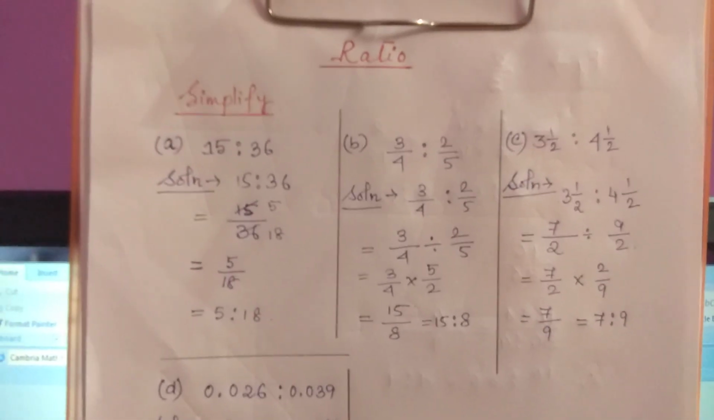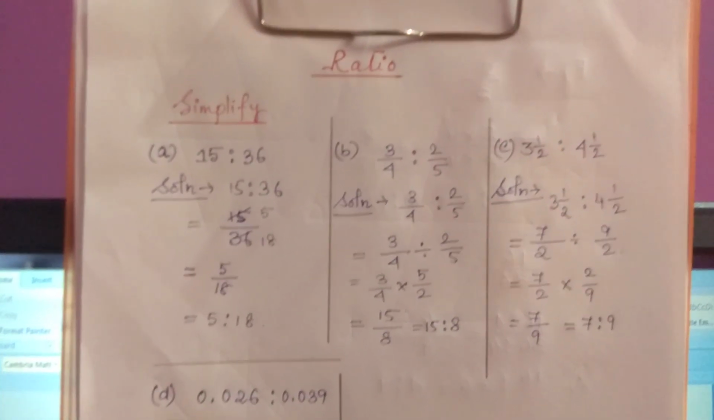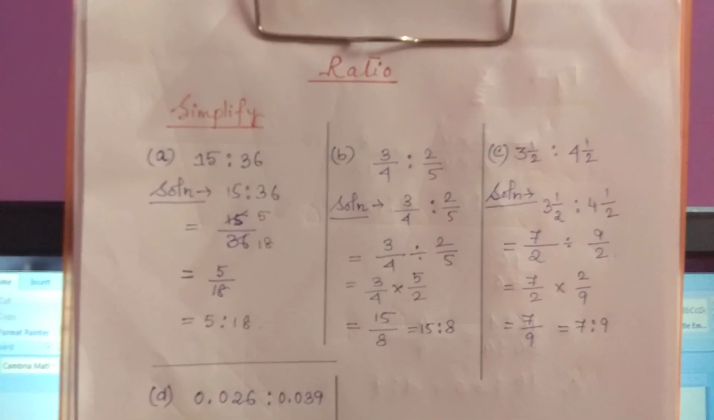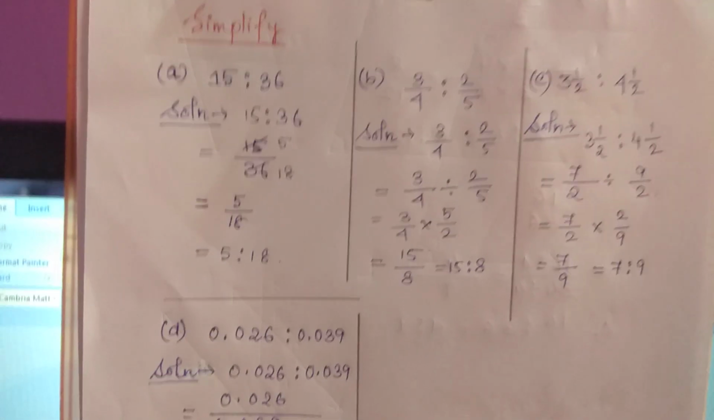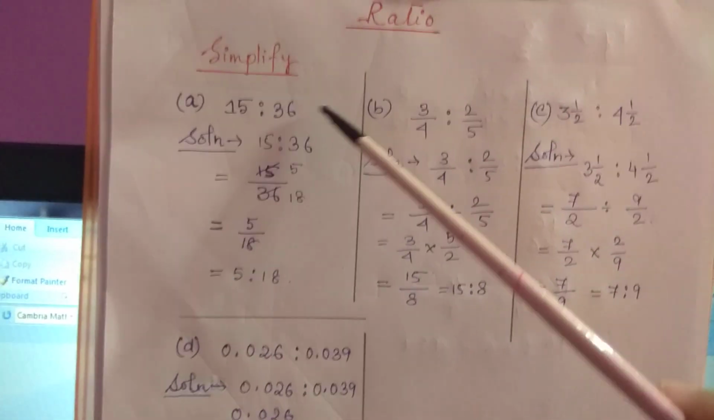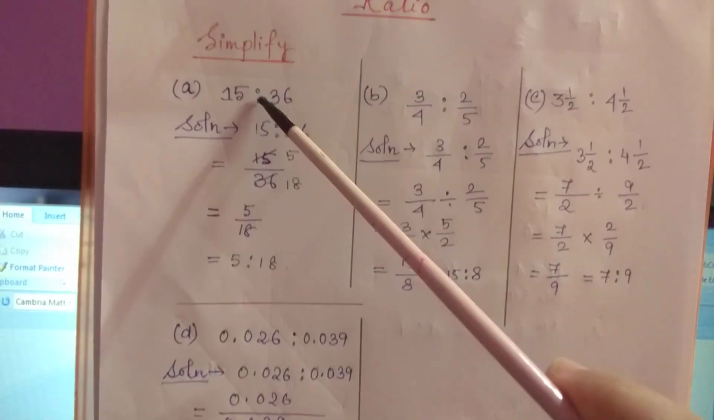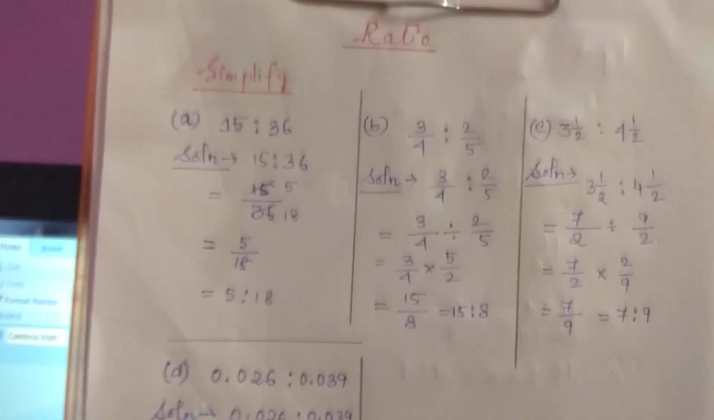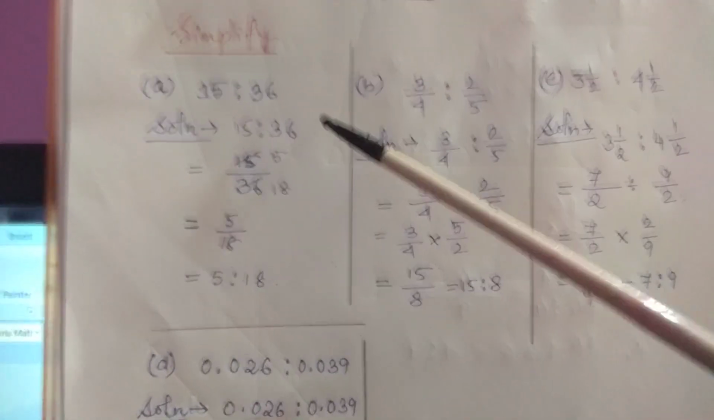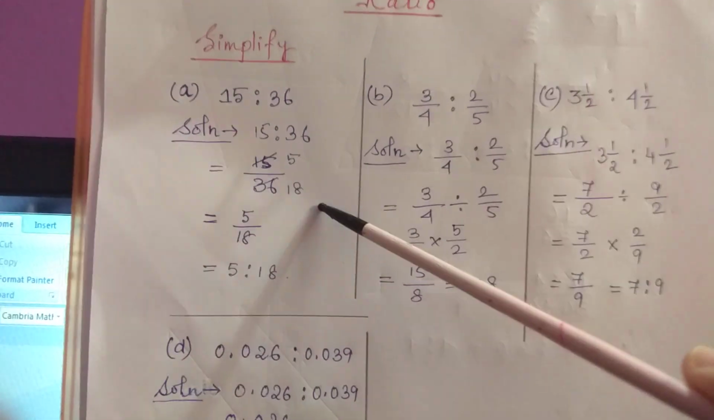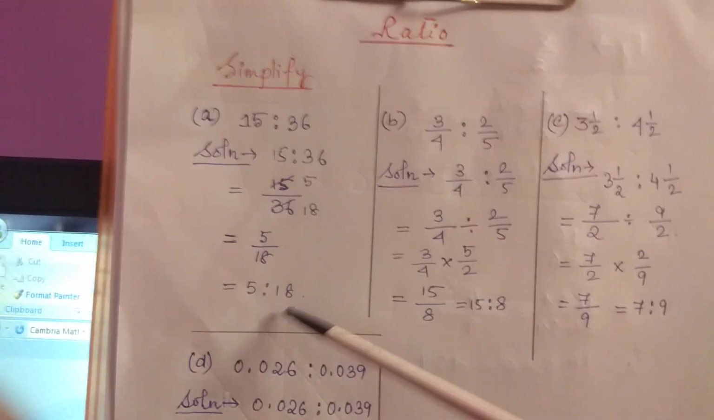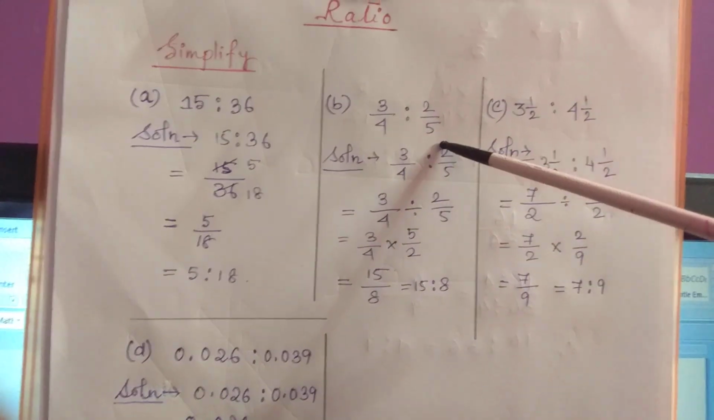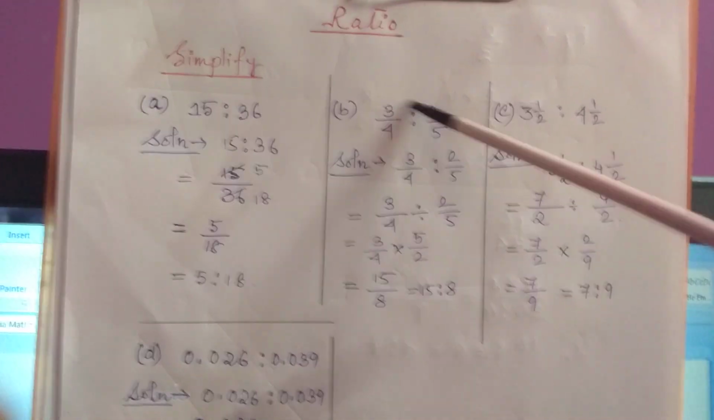Now we will see how to simplify ratios. Ratios may be in various forms. So here are some of the forms of ratio. Let's have a look at the problems. First one is 15 is to 36. Always remember this 'is to' sign means divide. So 15 by 36, I have taken it in this fraction form. I have simplified it, and I have got the result as 5 is to 12. Then go to part B. Here the ratio is in fractional form.